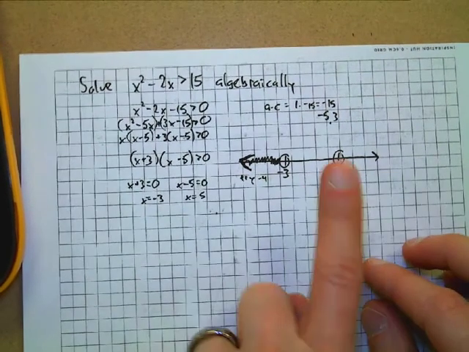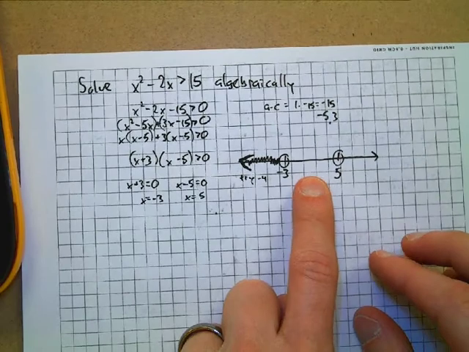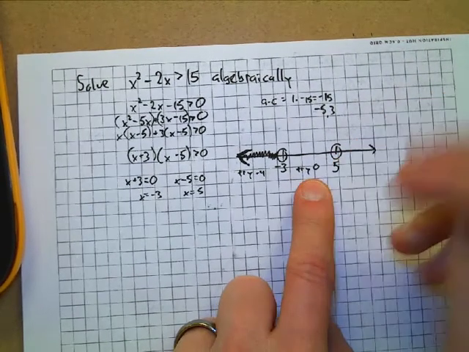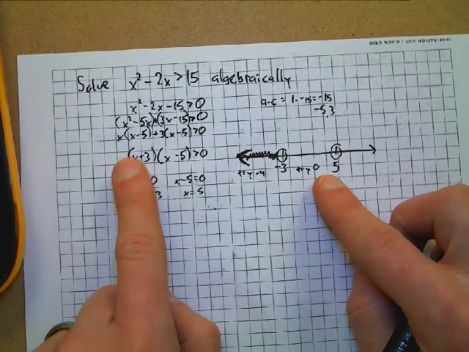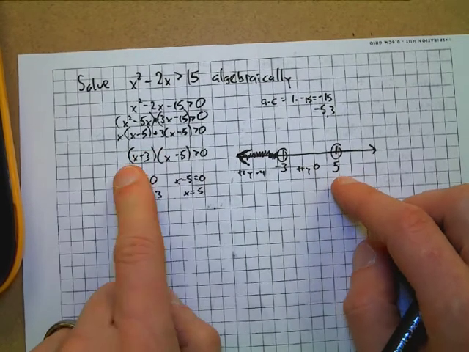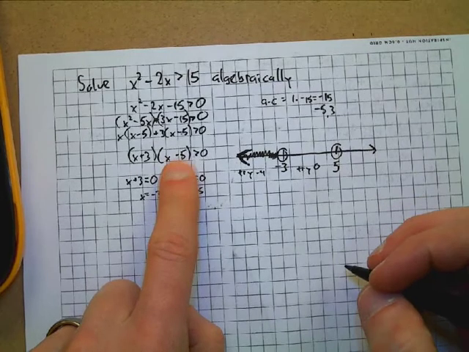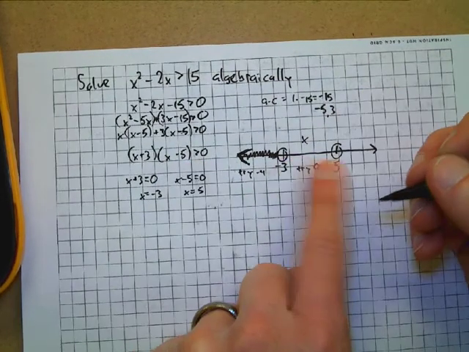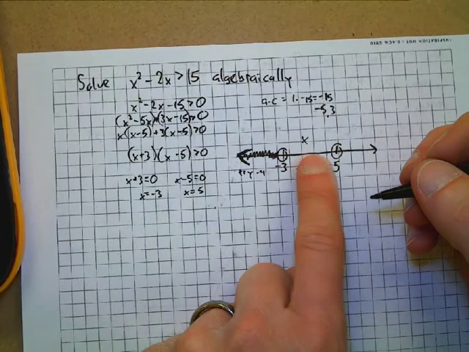Now let's pick a number between negative 3 and 5. What's an easy number? 0. Let's plug in 0. 0 plus 3, 3. 0 minus 5, negative 5. What's 3 times negative 5? Negative 15. Is that greater than 0? No. So there are no solutions there. None of these numbers between negative 3 and 5 are solutions.